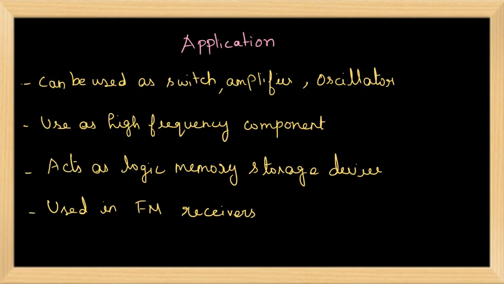These are some applications of tunnel diode. Tunnel diode can be used as switch, amplifier and oscillator. And since it shows faster response, it is used as a high frequency component. Tunnel diode acts as a logic memory storage device. It is used in FM receivers.